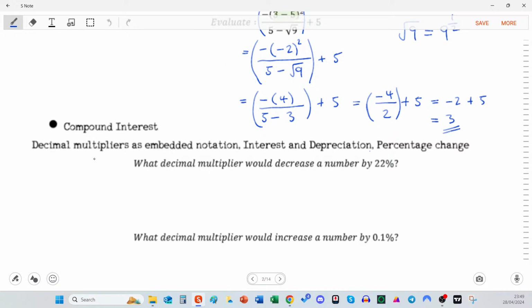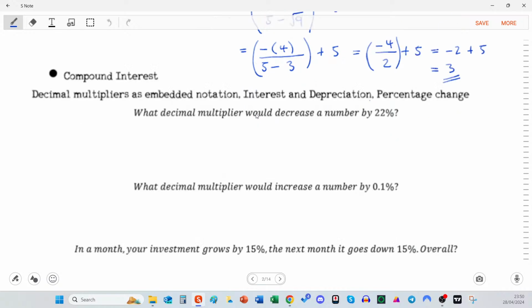All right, compound interest, decimal multipliers as embedded notation. What I mean by that is when you're finding percentages and percentage change, you're going to be using decimal multipliers as just your standard routine. They're really, really important. Let's get going. What decimal multiplier would decrease a number by 22%? So the way I look at percentage change is not, oh, let's find 22% and take it off. I look at it as, what do I want? You see what I mean?